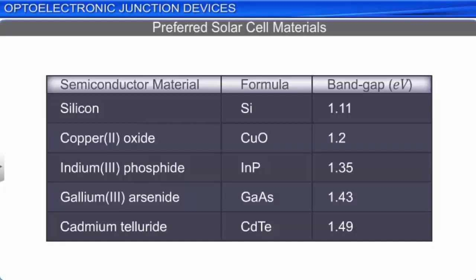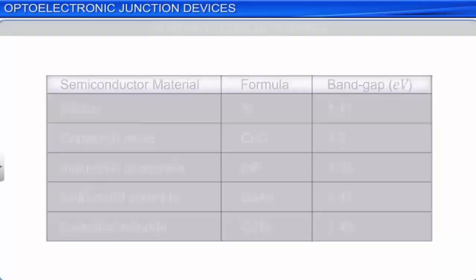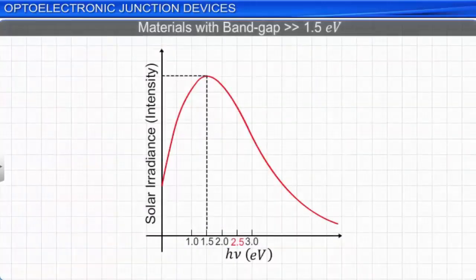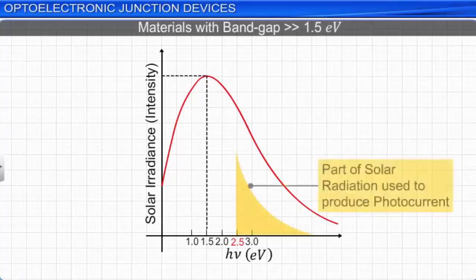In semiconductors having band gaps higher than 1.5 electron volts, only a small portion of the total solar radiation is used to produce photocurrent. Thus, such materials are not preferred in the making of the solar cells.